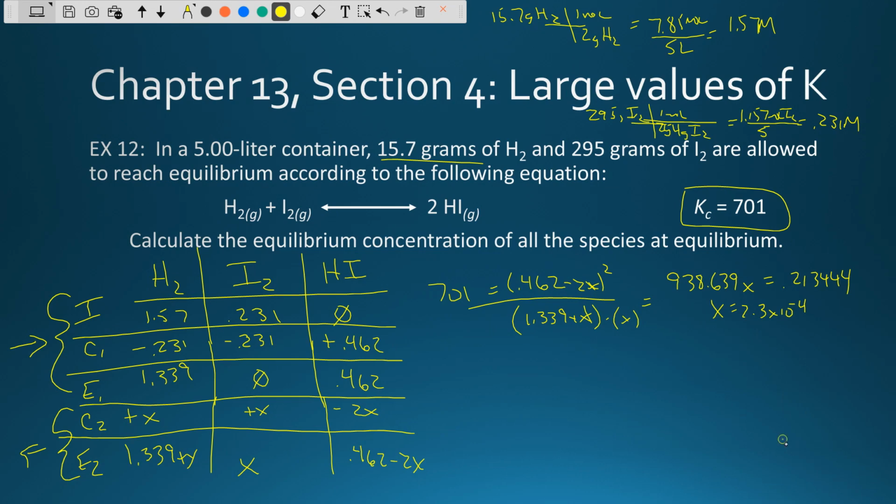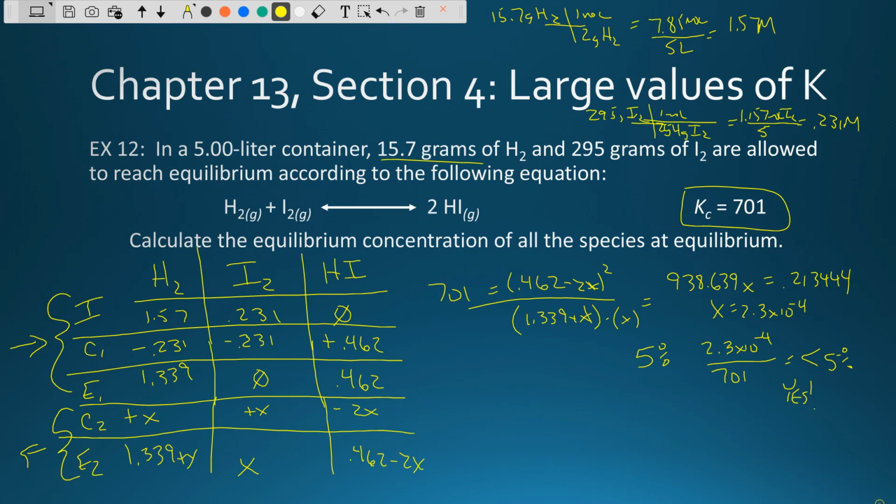Okay? Now, remember the rule. Do we have a 5% rule? Am I going to be lucky and that I end up with a 2.3 times 10 to the negative 4? Is that greater than 5%? Well, this ends up being less than 5%, so yes, I can cancel. Whew, that's nice. It's an intermediate value.